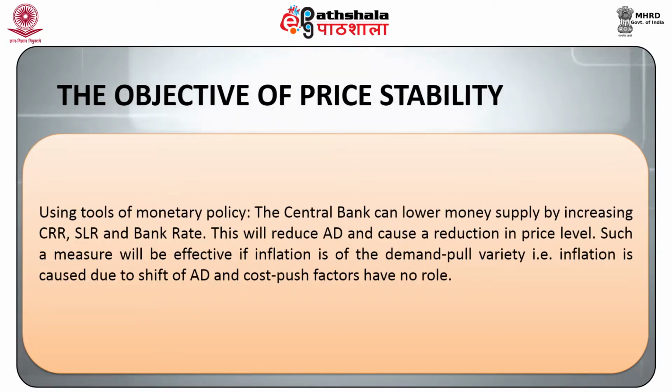B. Using tools of monetary policy. The central bank can lower the money supply by increasing the CRR, SLR and bank rate. This will reduce AD and cause a reduction in price level. Such a measure will be effective if inflation is of the demand-pull variety, that is, inflation is caused due to shift of AD and cost-push factors have no role.